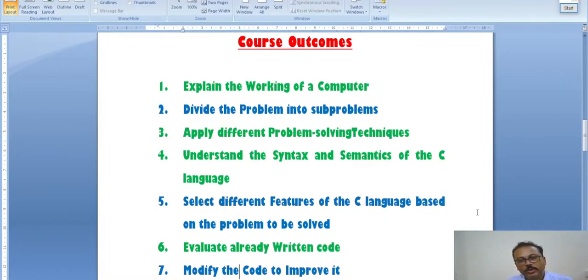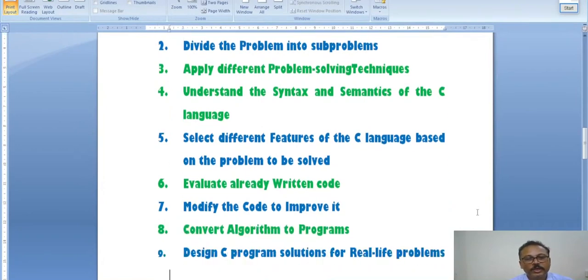So what are the features? Suppose you want to represent a collection of elements, you may go with what is called an array that is available in the C language. If you want to represent heterogeneous data, say student data, which consists of roll number, name, attendance, etc., for that you have to use other features like structures and unions. So it depends on the problem to be solved. We will be able to choose appropriate features.